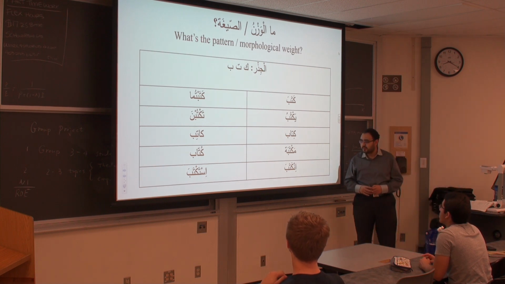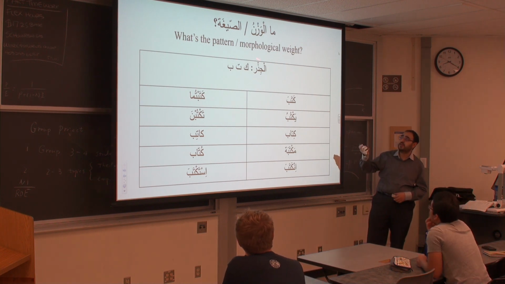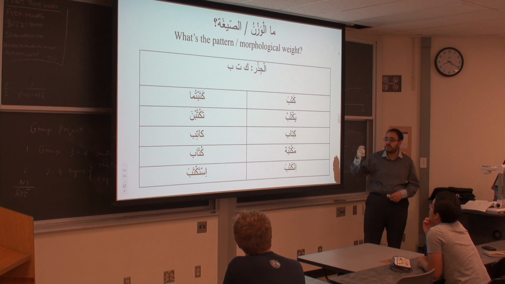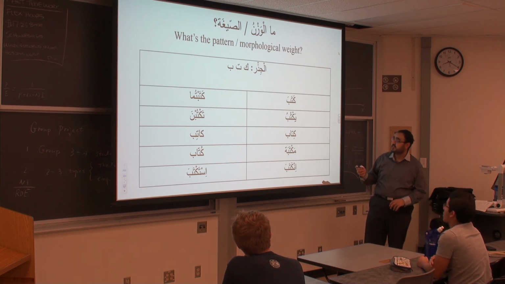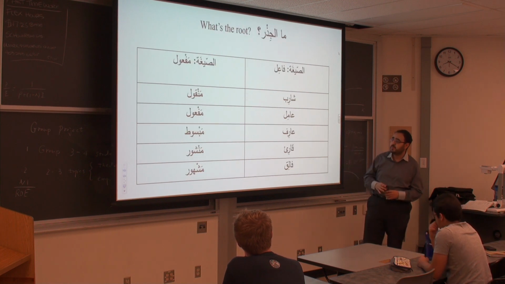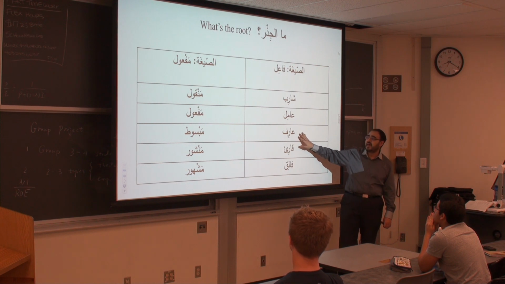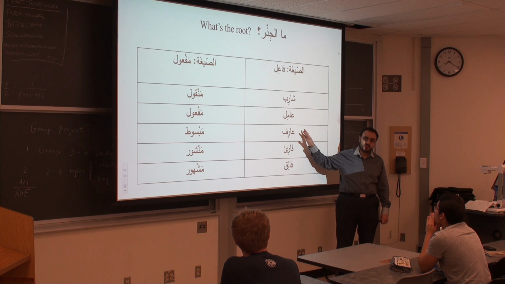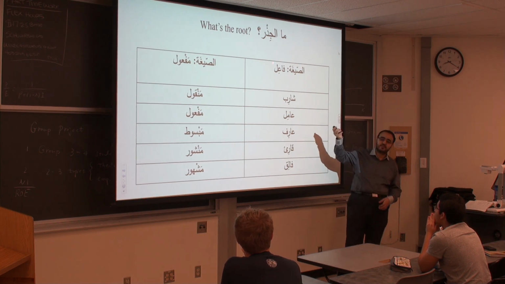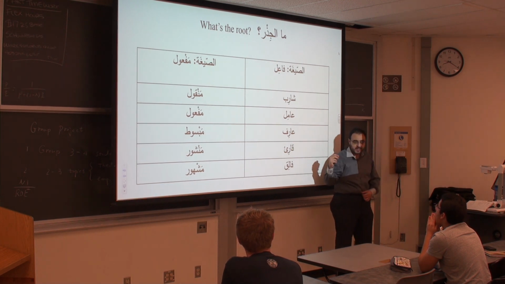Just notice, here I'm asking you for the morphological weight, which is al-wazn. Al-wazn is the morphological weight of the word. The morphological weight can be the same as the pattern. In this case, the word عارف, for instance, the morphological weight is فاعل, and the pattern as well is فاعل.